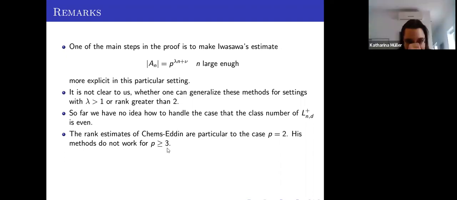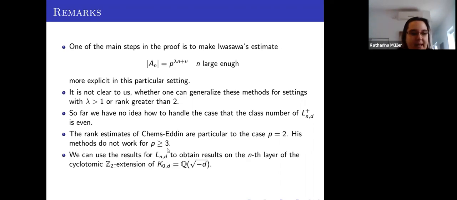So this is one of the rare cases where we can prove something for p equal to 2, or we have no idea how to do it for bigger primes. And we can also use our results for L and D to obtain results on the nth layer of the cyclotomic 2 extension of the field K0D, which is just Q adjoint square root of minus D.